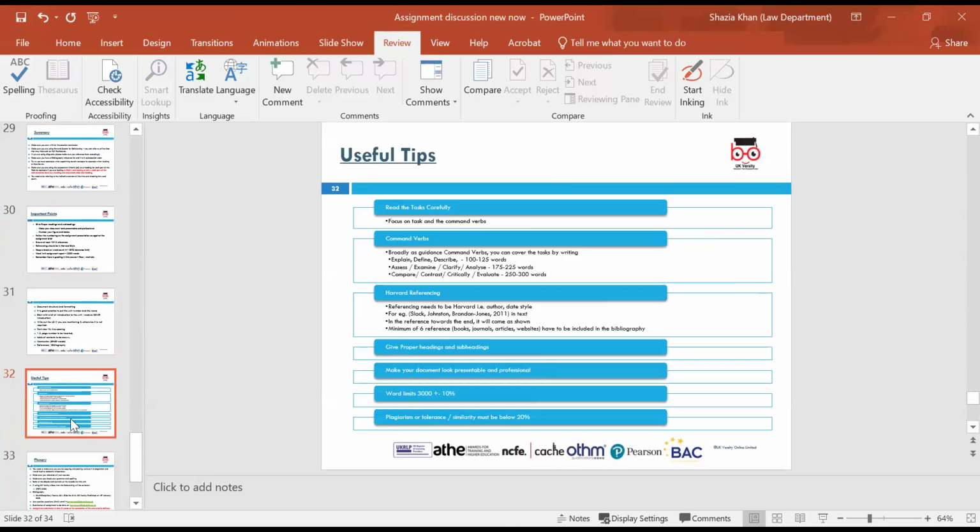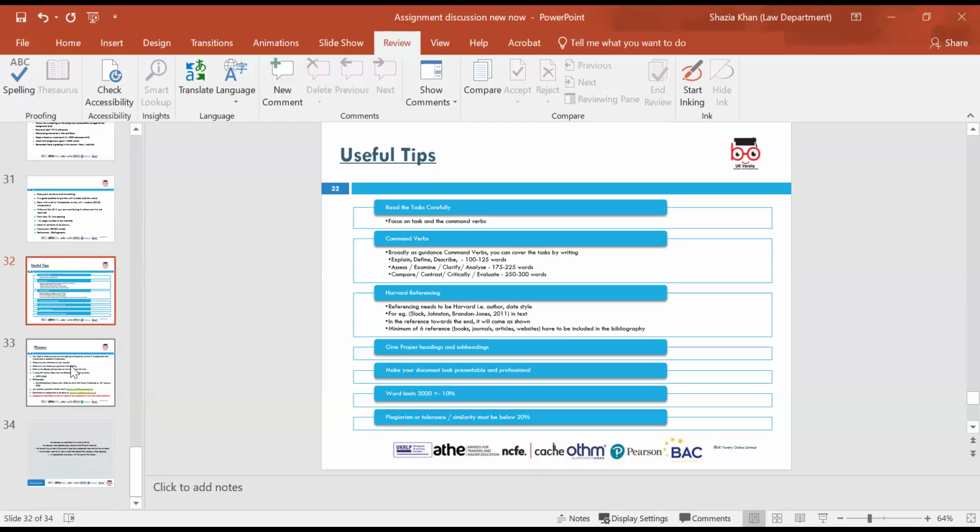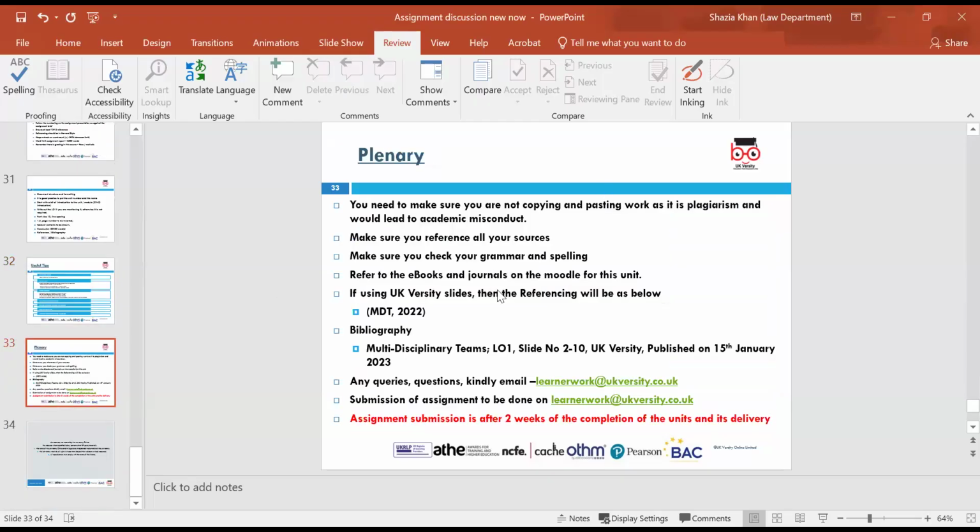So if you are being asked to distinguish between an offer, acceptance, offer and invitation to treat, do not change that. Put it down as a heading as that. Harvard referencing, proper headings, make sure your document looks presentable. Again, word count and plagiarism needs to be under 20%. Make sure you're not copying and pasting work, and make sure you've read the policy for plagiarism.